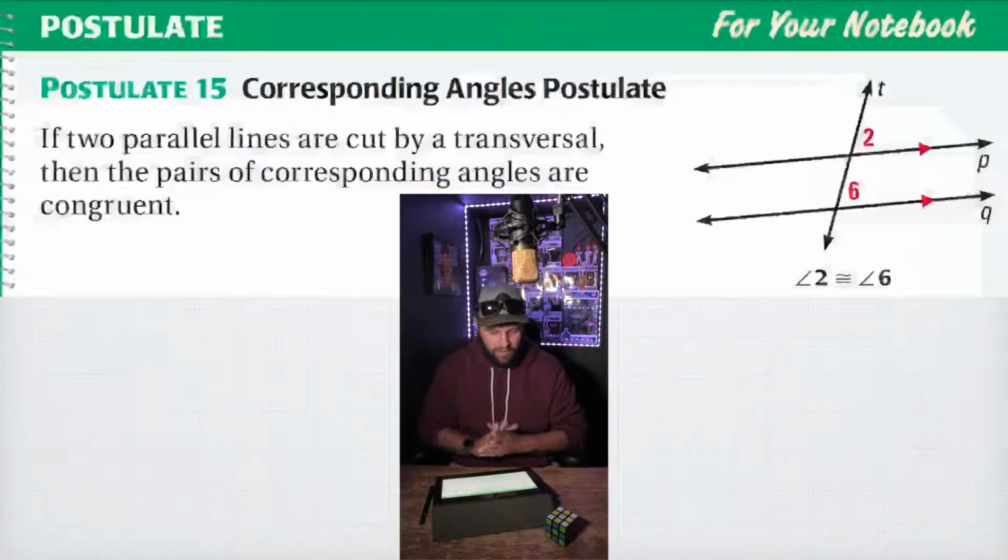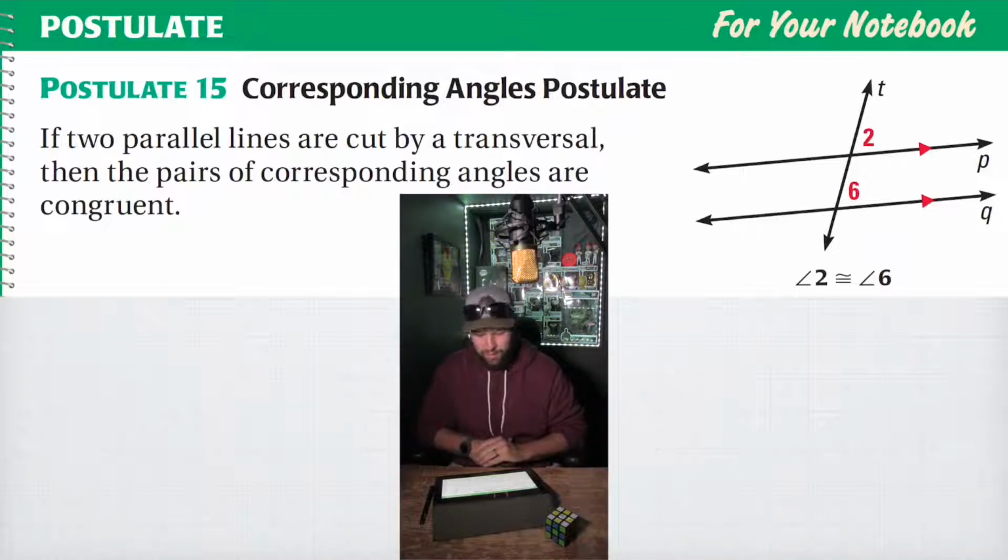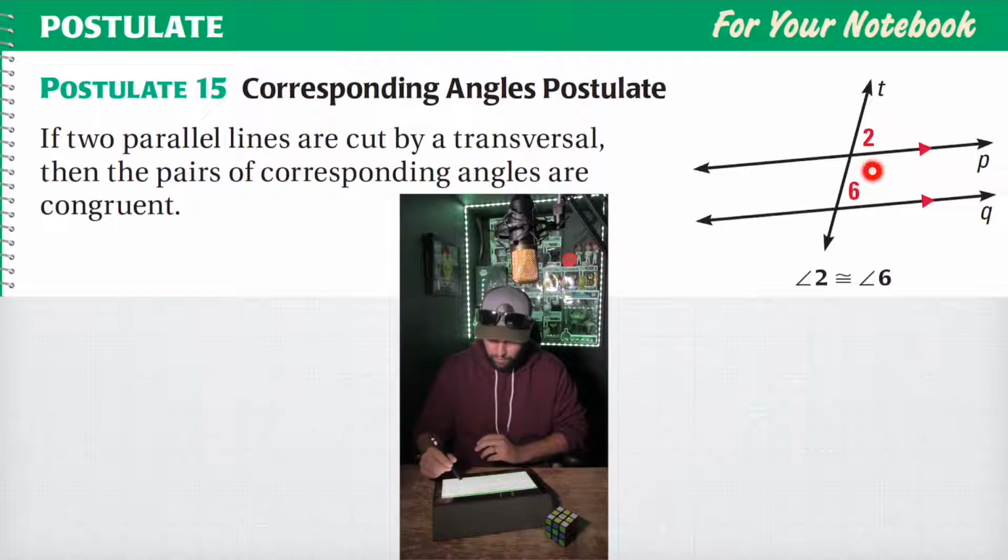The first thing we're going to cover is the corresponding angles postulate. Yesterday you learned what corresponding angles are, and today we're going to learn a postulate that applies to them. Postulate 15, corresponding angles postulate: if two parallel lines are cut by a transversal, then the pairs of corresponding angles are congruent. So, angle 2 is congruent to angle 6.